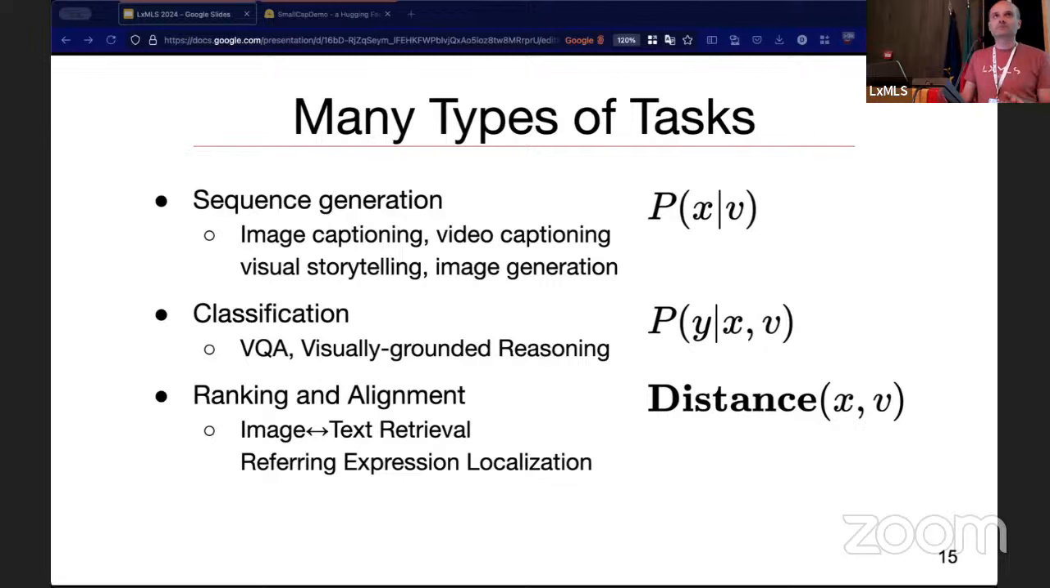We could also think about classification tasks, for example, visual question answering, where you'll observe some kind of input question X and an image V, and you try to predict a distribution over answers Y. And finally, there are tasks that involve ranking or alignment, for example, image to text retrieval, or trying to localize referring expressions within images. And we can think about this as trying to measure the distance between the representations produced of an encoding of the sentence or the text and an encoding of the image.